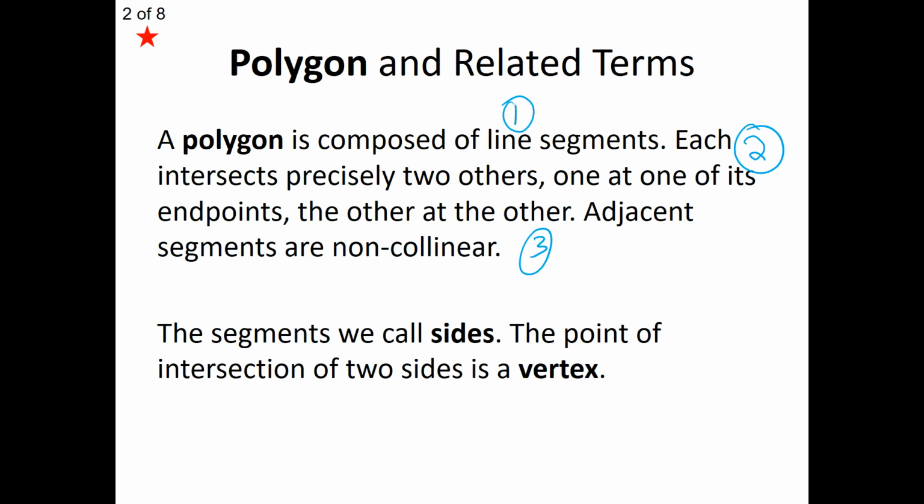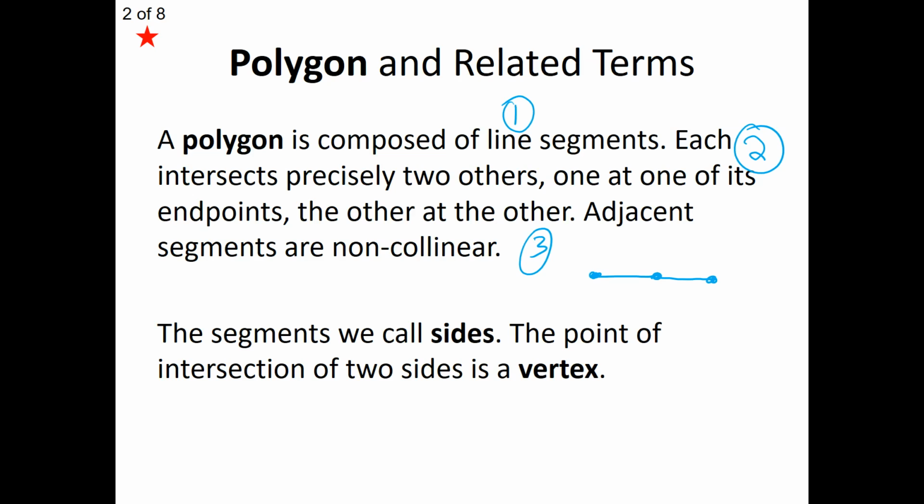An example of this would be, let's say I have a diagram like this. Here's a line segment here, and then I have another line segment here. These are adjacent line segments, but if they are collinear, that does not count as a side of a polygon, okay? So just be careful. That is a no-no. It goes into the definition of polygons.